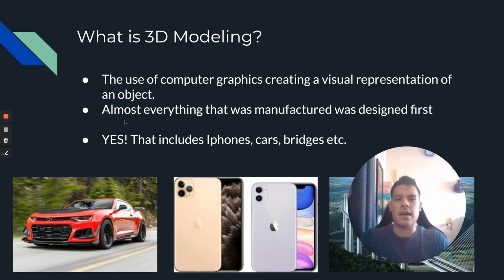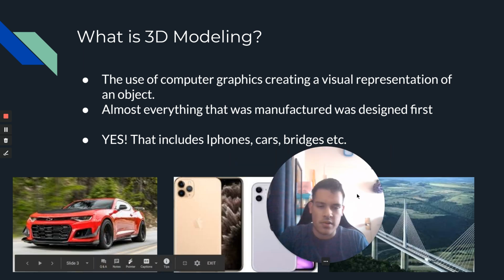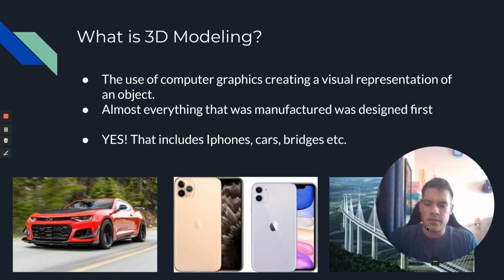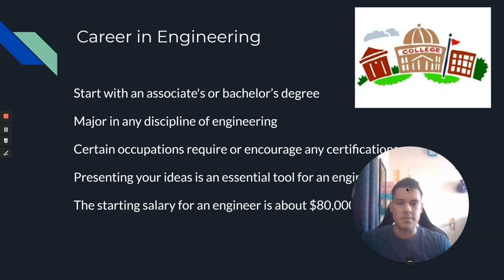So almost everything that was manufactured was designed first. As you see below, there's a Chevy Camaro Z01, there's the iPhone, the newest one, and there's bridges here. So construction workers didn't just start working on these things from the top of their head. No, they follow a design plan that was created by an engineer. And yes, it's very difficult to do this stuff. So you have to go to school for it, which leads me to my next point.